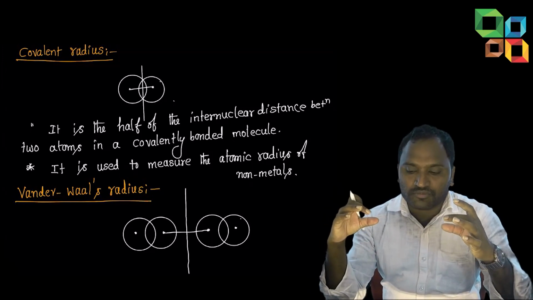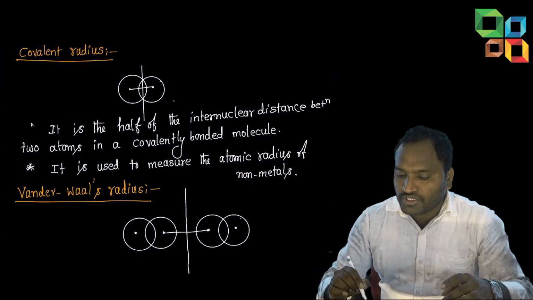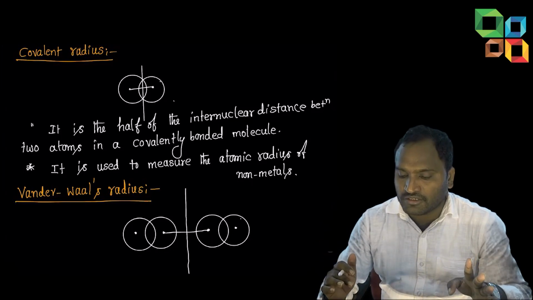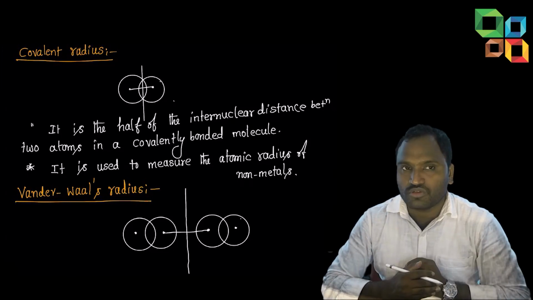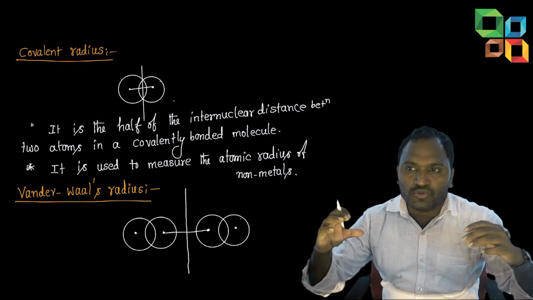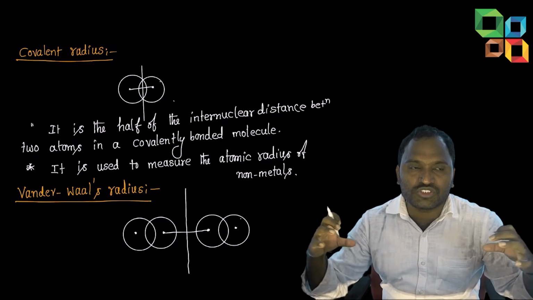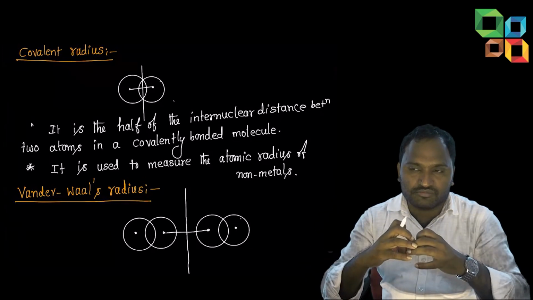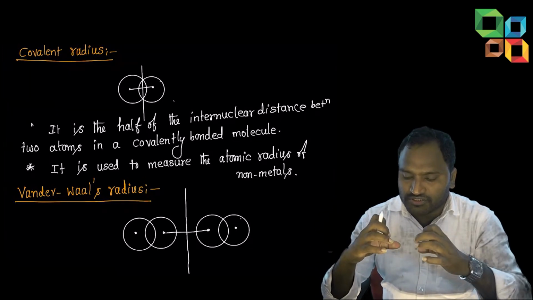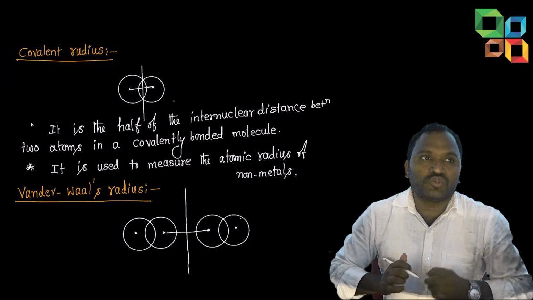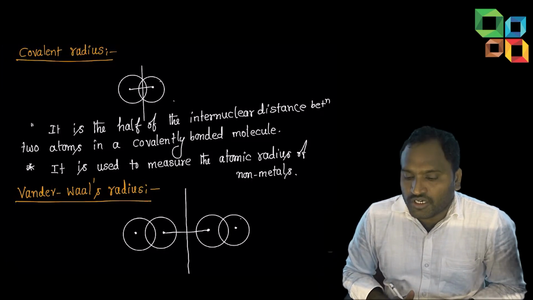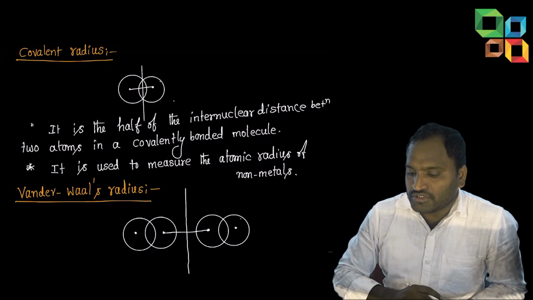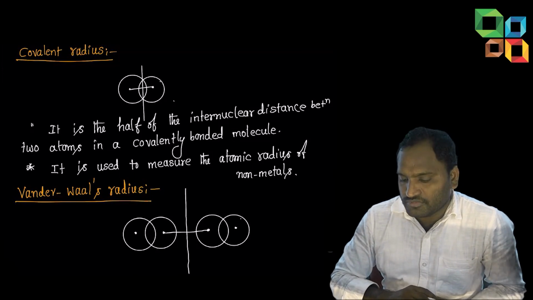Here you may get a doubt: sir, can we keep any distance? No, you can't keep it like that. You have to bring the two molecules close to each other till the extent where the attraction starts, between two atoms of two neighboring molecules. Then you make that internuclear distance half. This is the van der Waals radius.